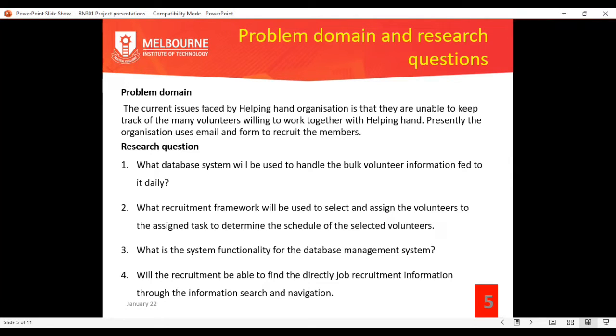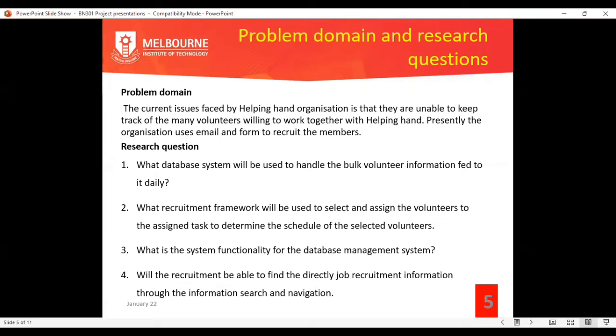Hi, I'm Harpita, and I'm explaining my part. So here's the problem domain. The current issue faced by the Helping Hand organization is that they are unable to keep track of the entries of people willing to work together with Helping Hand. Presently, the organization uses email and forms to recruit the members.